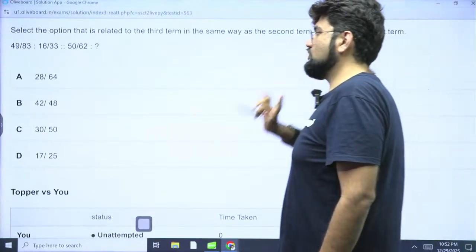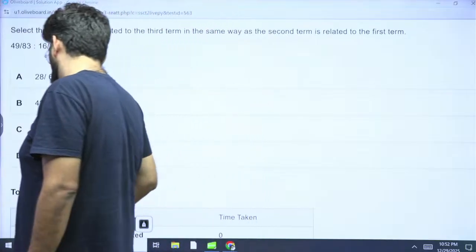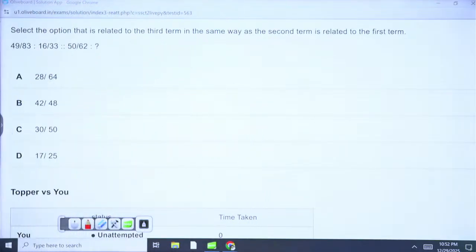This one also was very vague. I am with you in this. These type of questions are not expected. I don't expect such questions to be asked in the examination. This is a very vague logic.